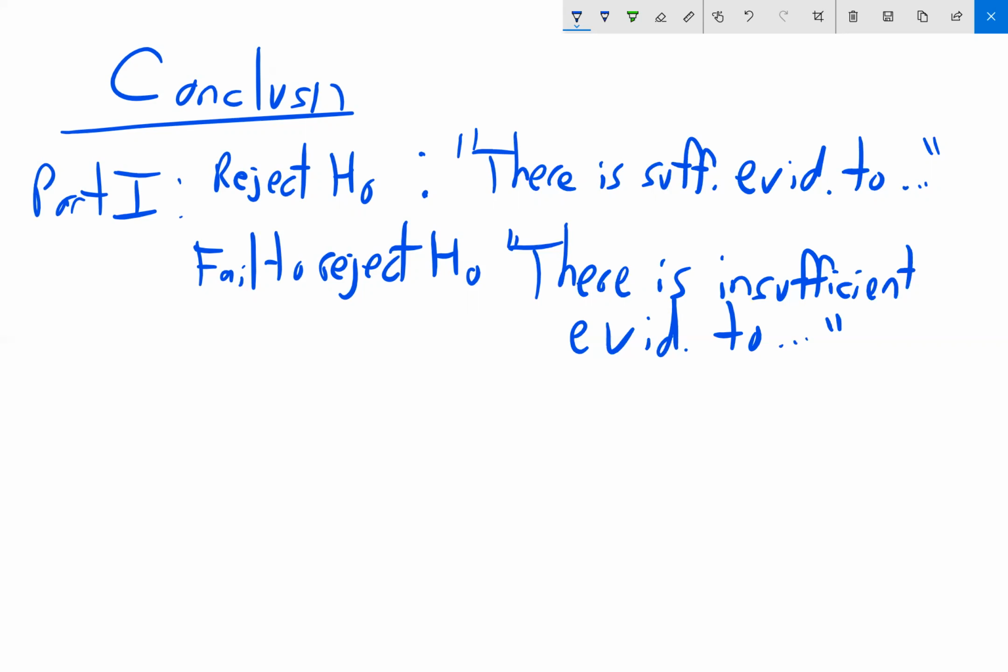Now, the second half of our conclusion sentence depends upon which of the hypotheses was the claim. So if H0 is the claim, then it will be to reject the claim.